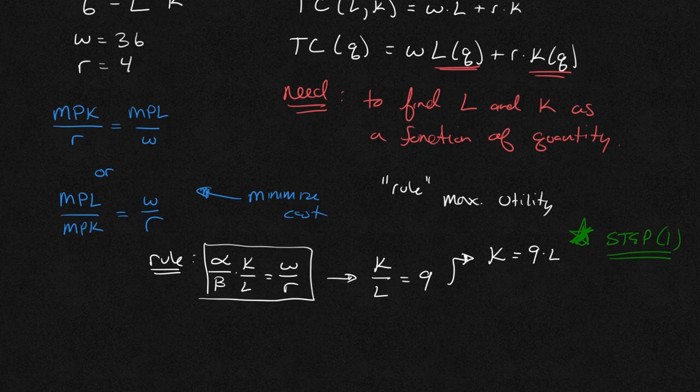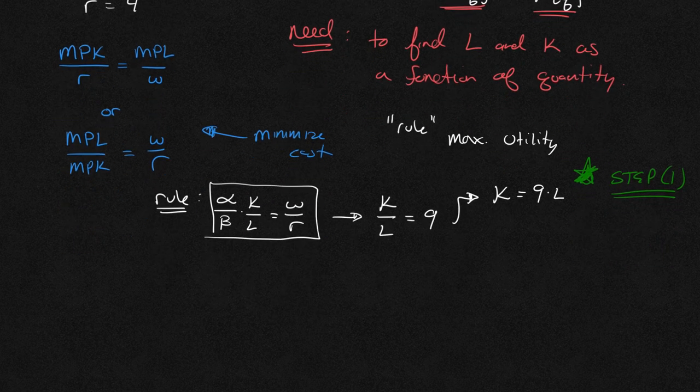Now I'm going to scroll up a little bit again, so that way we have enough room to do the second step, which is going to be taking this right here and plugging it into our initial production function. So as a reminder, we had Q equal to L to the 1/2, K to the 1/2. So what we're going to do is plug in this K to this production function. So Q is going to equal L to the 1/2, and then we're going to plug in our K, which is 9L to the 1/2.